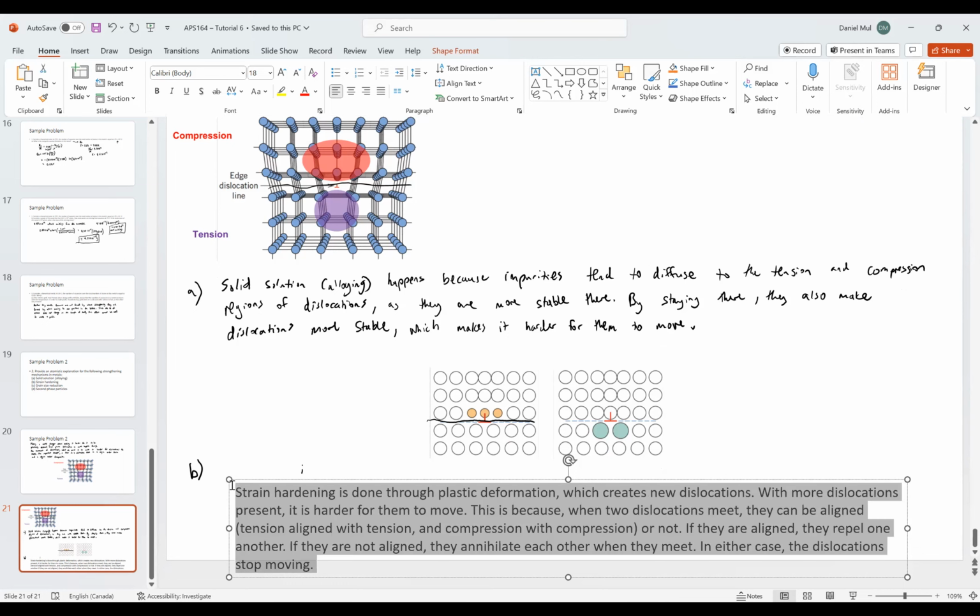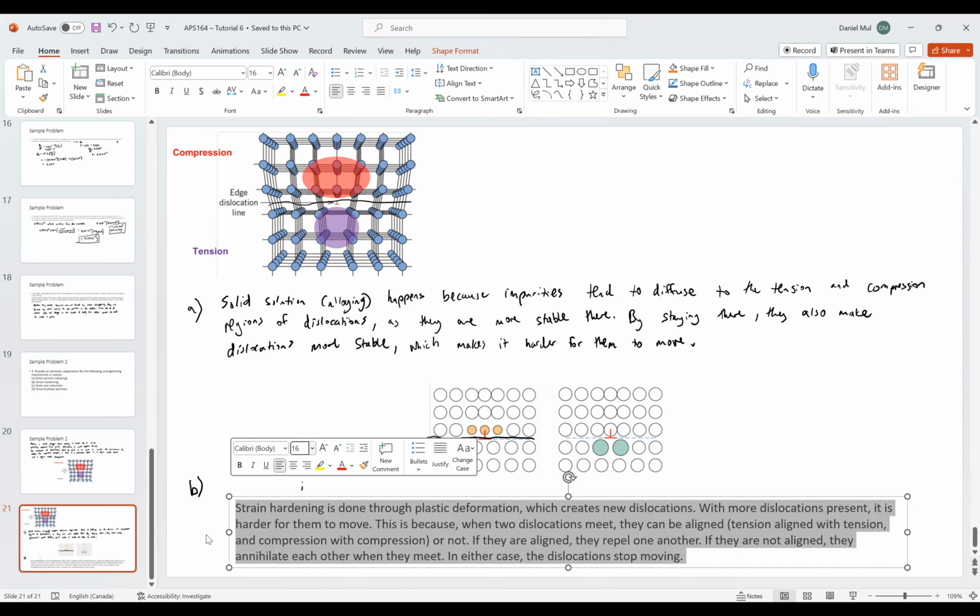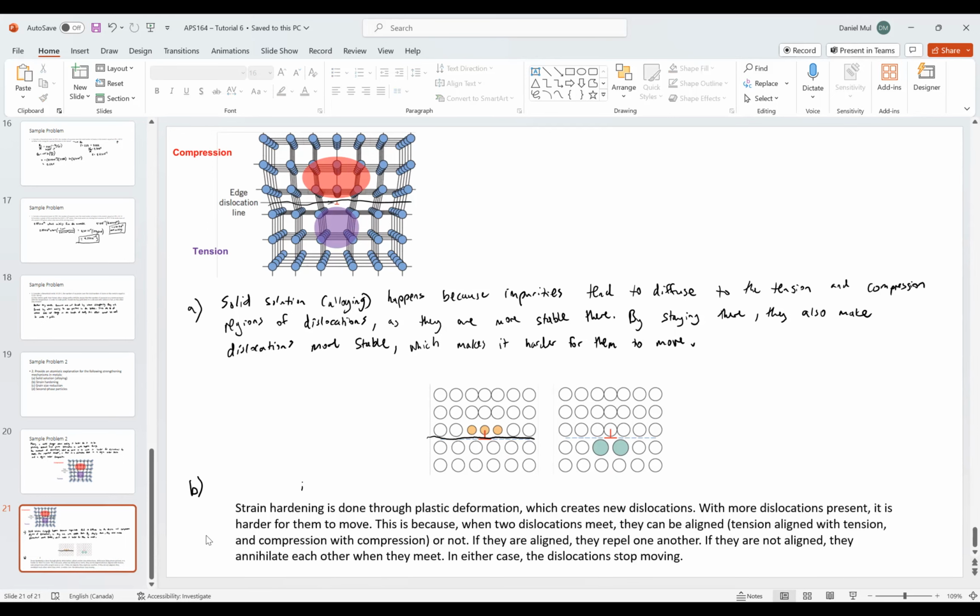Do you see that? It's kind of hard to visualize without a figure, but the basic concept is that if they're aligned, and one's going this way and one's going that way, they can basically bounce off each other. So then there's no movement at all. Or they can basically cease to exist. So then you'd have a perfect crystal.